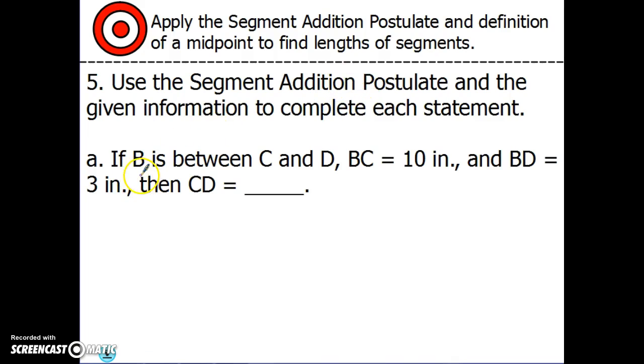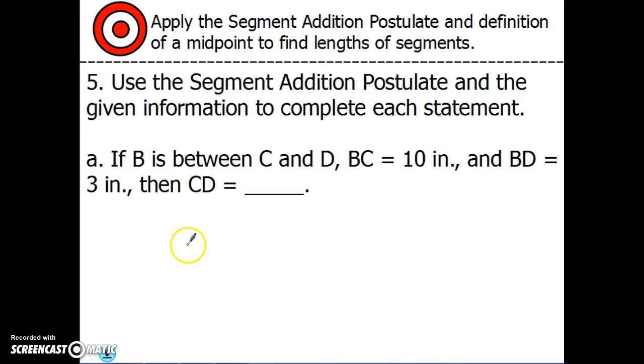Our first scenario is: if B is between C and D, and BC equals 10 inches and BD equals 3 inches, then what is the length of CD? Just as a quick side note, notice that I'm leaving the segment symbol off of these, and that's okay. If I put the segment symbol above these, that means I'm talking about the actual segment. If I take the segment symbol off, it means I'm talking about the length of the segment. So in this case, I am talking about the length of segment BC, so it's okay for me to leave the segment symbol off.